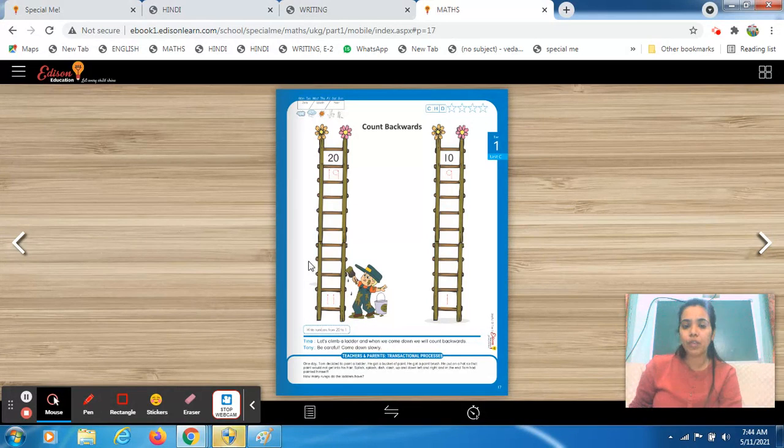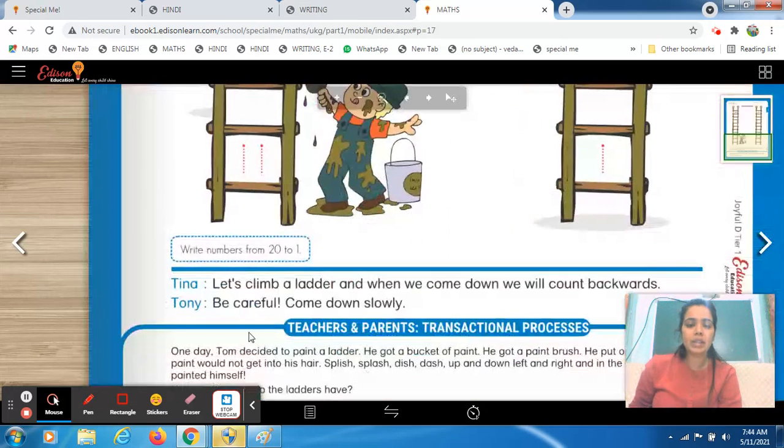Okay, first of all they will climb this ladder. When they come over here on the last rung, right? Then they will count backward. Fine, students. What did Tony say? Tony said, be careful, come down slowly. Matlab, if you are climbing that ladder, you have to be very careful with that. Okay, आपको slowly नीचे आना है.